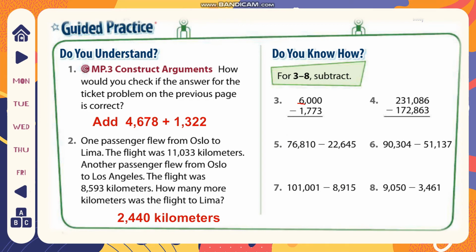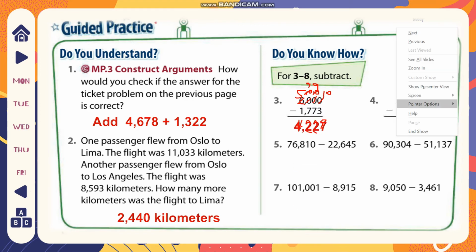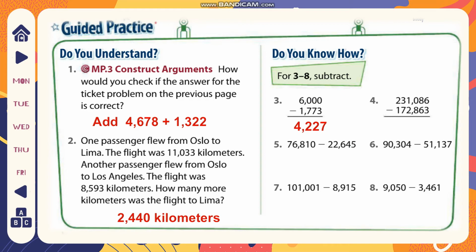to its left are zeros. So 6 becomes 5 and this becomes 10. So since we need to borrow 1 from 10, 10 becomes 9, so that this 0 becomes 10. So since we need to borrow again, this 10 becomes 9, and this 0 becomes 10. So 10 minus 3 is 7, then 9 minus 7 is 2, 9 minus 7 is 2, and 5 minus 1 is 4, and the answer is 4,227. So pause the video and answer the given questions.